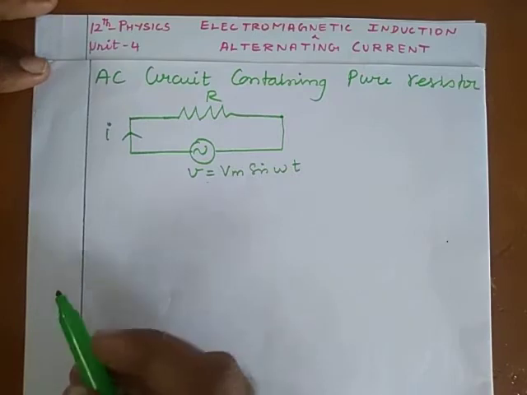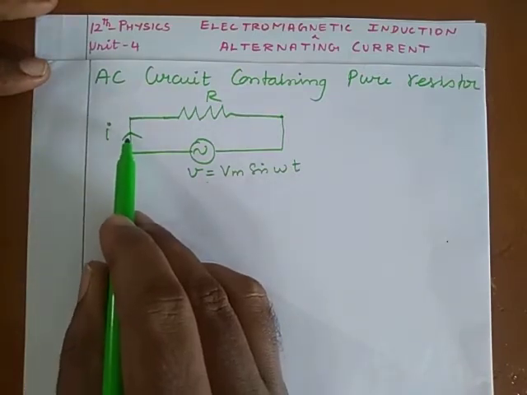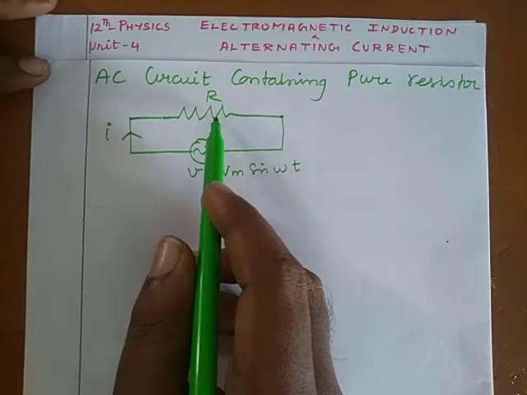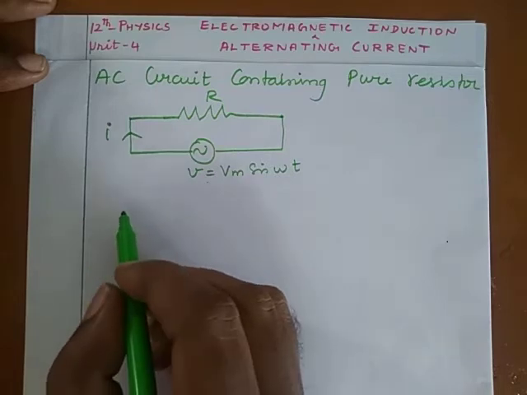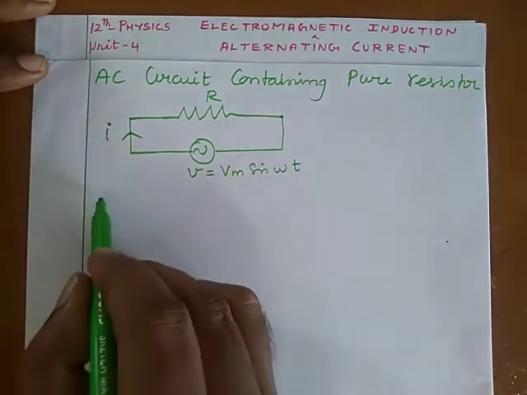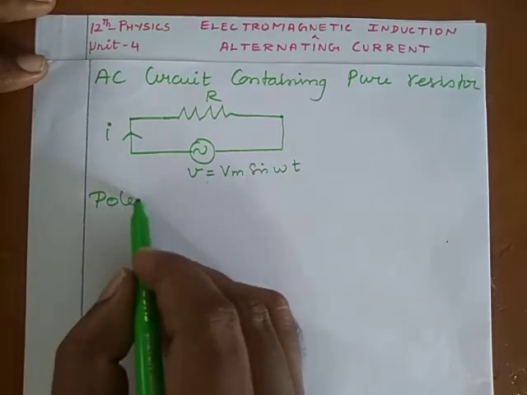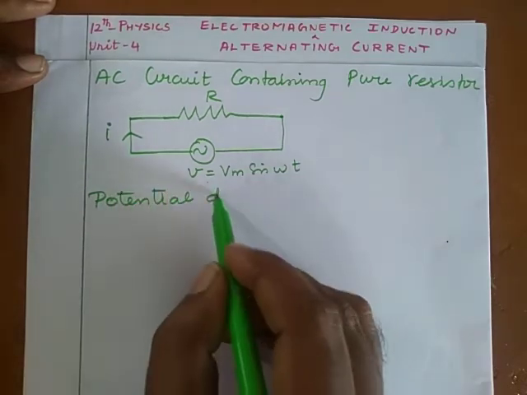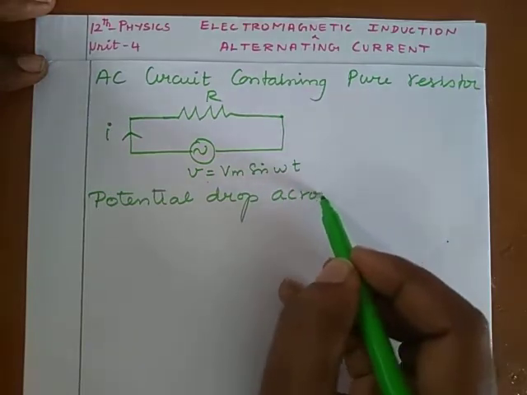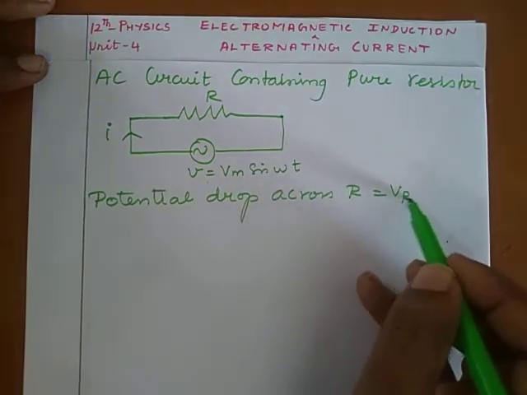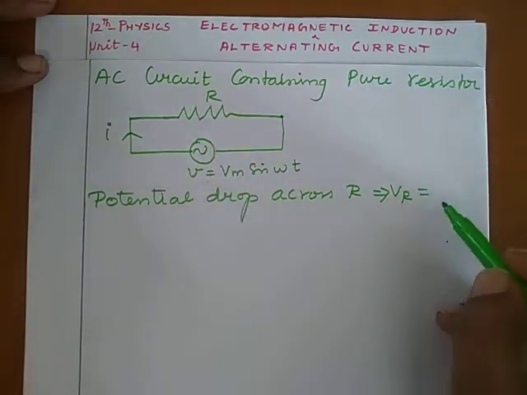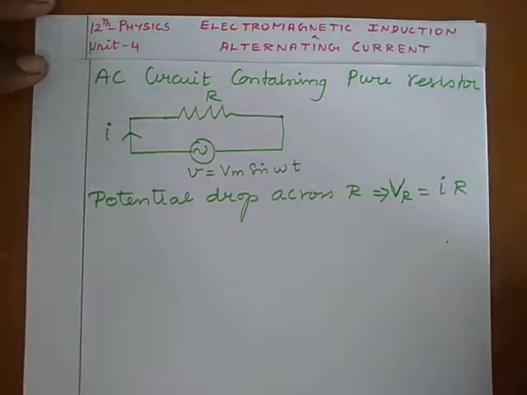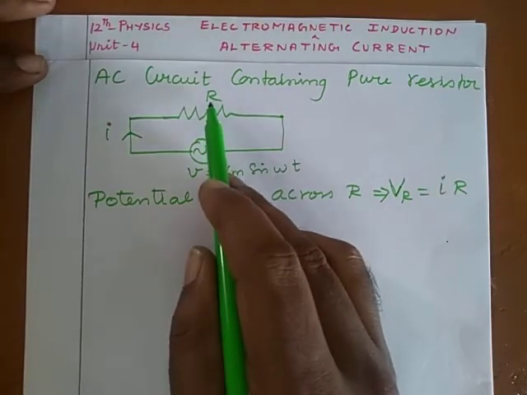We know the current I flows in the resistor, so there is a voltage drop across the resistor R. The potential drop across R is VR. According to Ohm's law, V is equal to IR, so VR is equal to IR. This is the voltage drop across the resistance R.